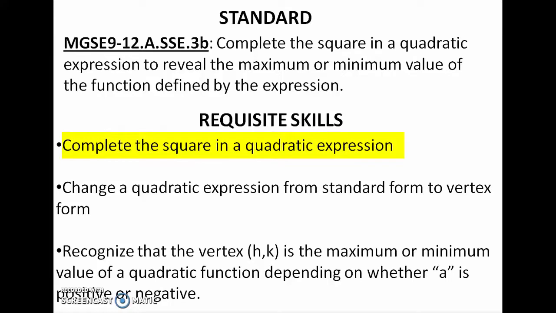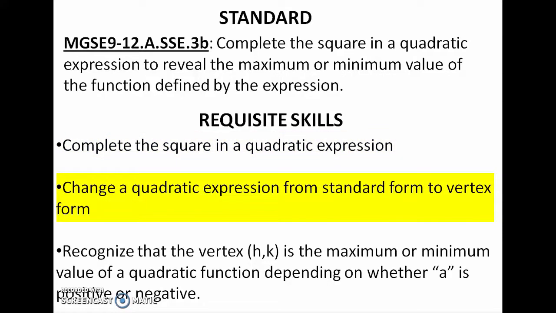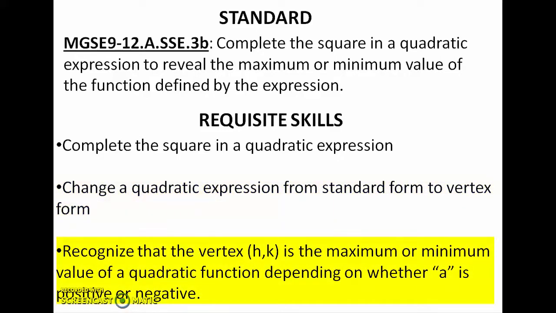First, they're going to have to complete the square in a quadratic expression. Second, they're going to have to change a quadratic expression from standard form to vertex form. Third, they're going to have to recognize that the vertex (h, k) is the maximum or minimum value of the quadratic function depending on whether a is positive or negative.